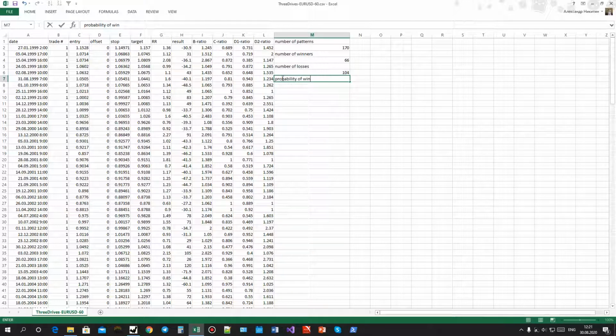Probability of win equal to this, 38%. Well, almost the same as Bitcoin. With Bitcoin we had 30 something, 31 or 30. Probability of loss is 1 minus this, 61% that we will have a loss.